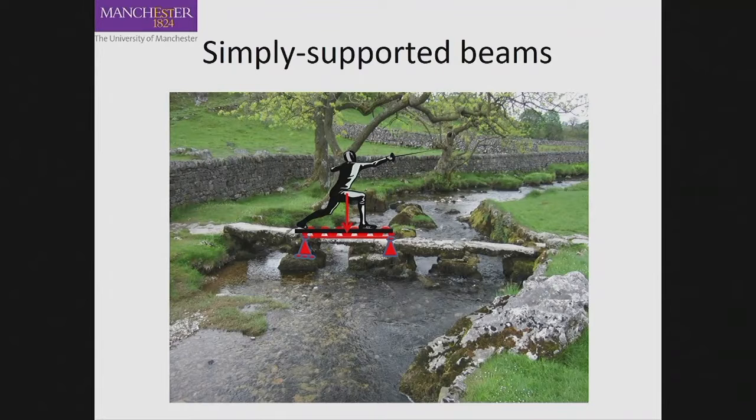So all the loads, like a person's load or any other load, can be represented by a pointed arrow. Okay. And the supports can be represented by two reactions like those. And if you look closely, supports are represented by triangles.